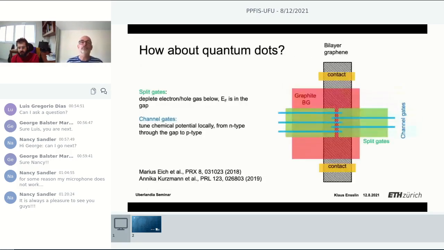Now, we want to build quantum dots. So here you see the layout for the quantum dot. It's graphite decade. Then you have the bilayer graphene stripe.